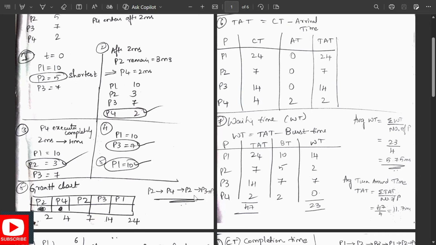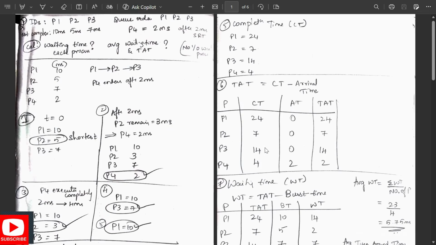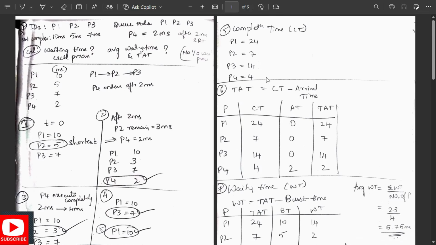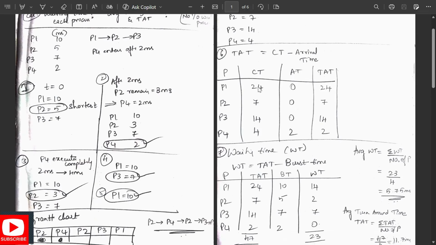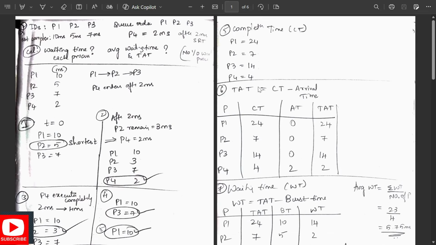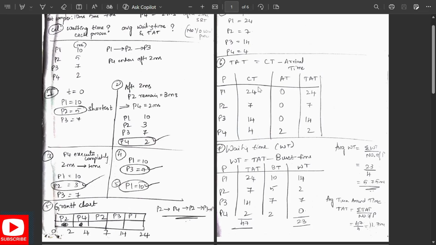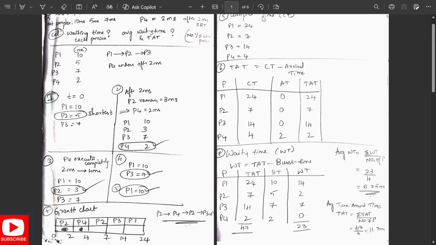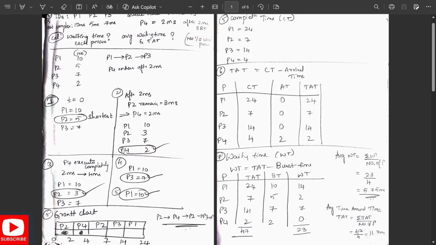Now this is the execution order. Next, you have to find the completion time. They have asked about the waiting time and TAT, that is turnaround time. So before finding that, you have to find out the completion time. Completion time can be written only after writing the Gantt chart. Firstly, P1: when did the P1 process complete? It completed at 24 milliseconds, so you have to write that.